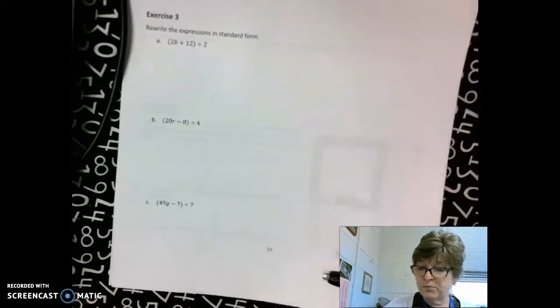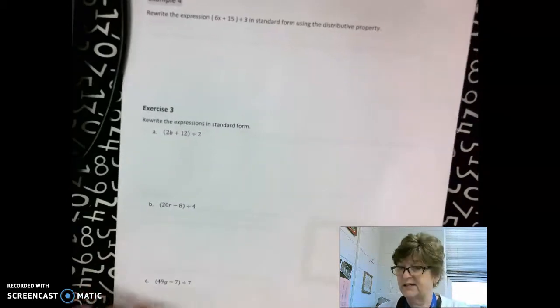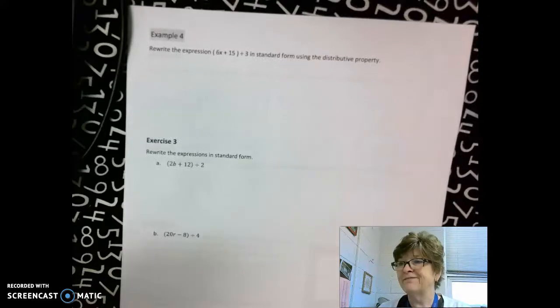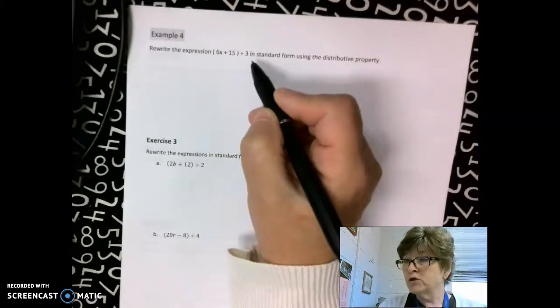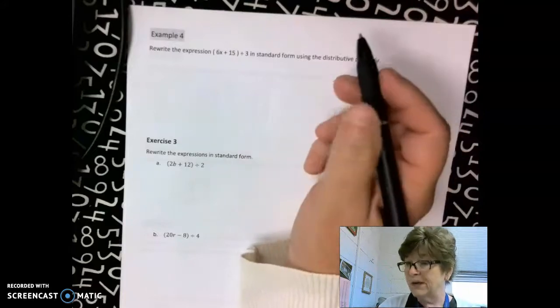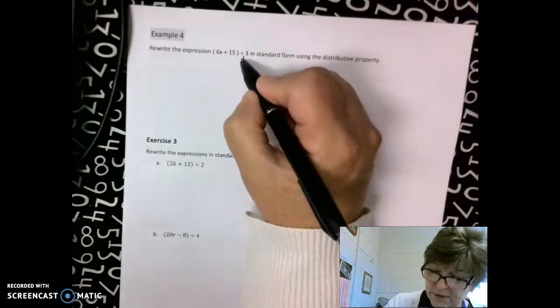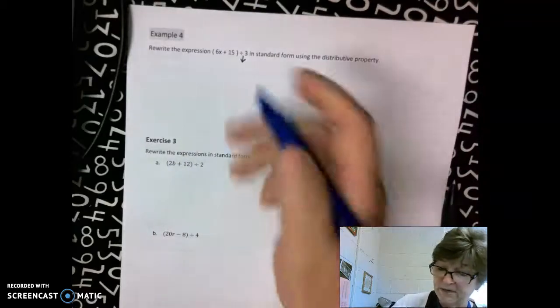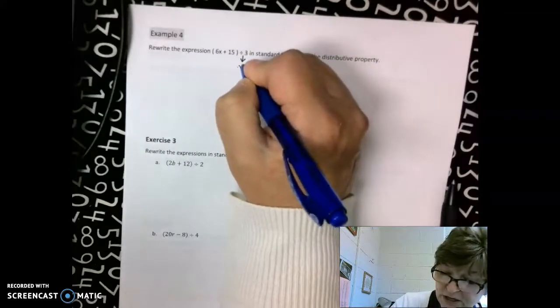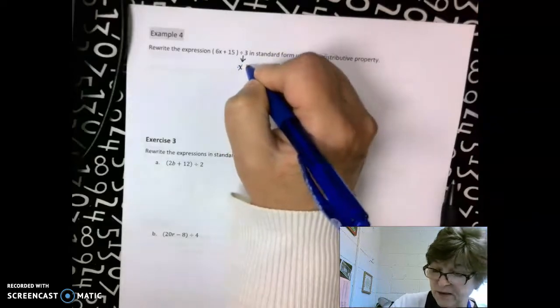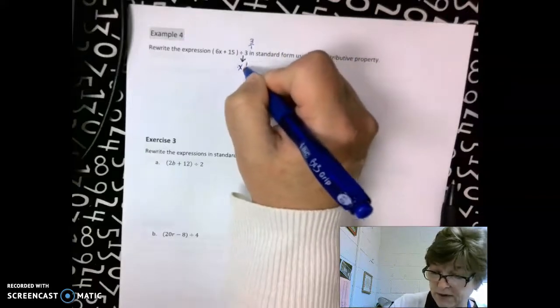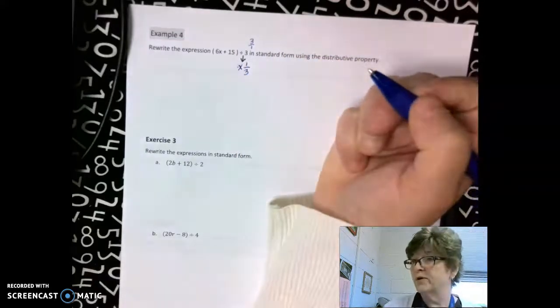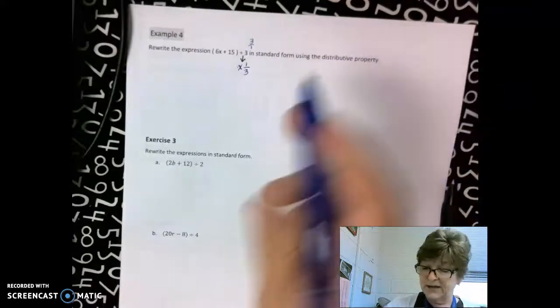Okay, rewrite the expression 6x plus 15, divided by 3. Well, this looks a little bit different because of that distributive property. One thing is remember that we can multiply using the multiplicative inverse. So my first step is going to be to use that multiplicative inverse and change this division to multiplication. And since 3 is the same as 3 over 1, the multiplicative inverse becomes 1/3. So we're actually multiplying times 1/3.